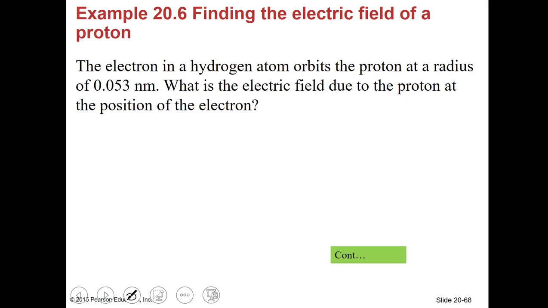Here's an example. The electron in a hydrogen atom orbits the proton at a radius of 0.053 nanometers. You might recognize this number. What is the electric field due to the proton at the position of the electron? Okay, so the proton in the hydrogen atom produces an electric field. What is the strength of that electric field where the electron is located 0.053 nanometers away?